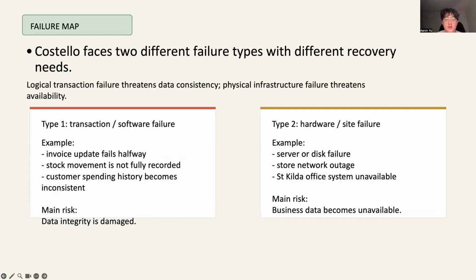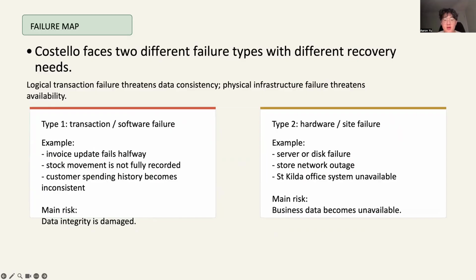Costello faces two different types of database failure with different recovery needs. The first type is logical transaction or software failure. This threatens data consistency. For example, an invoice update may fail halfway, a stock movement may not be fully recorded, or customer spending history may become inconsistent.